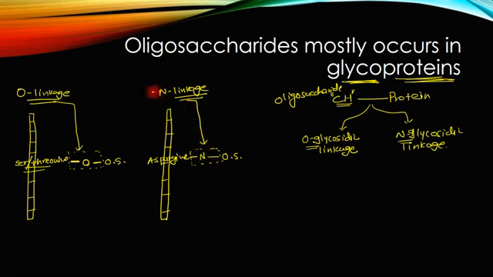Now this N-linked glycoprotein has a special interest in biology. The reason is that whenever there is an N-linked glycoprotein, this oligosaccharide shows special properties. The most striking property is that it has a common pentasaccharide core.